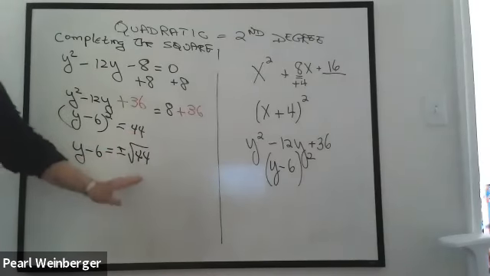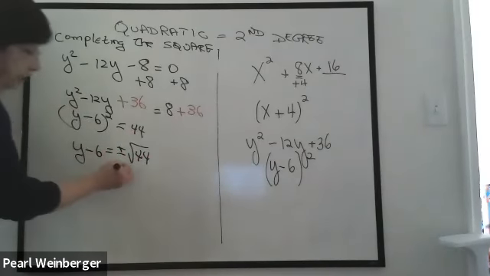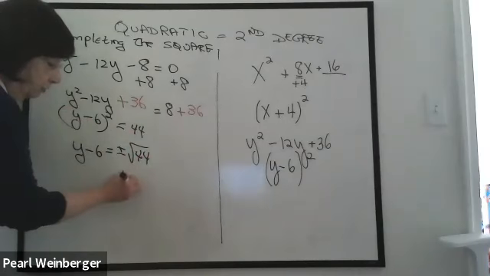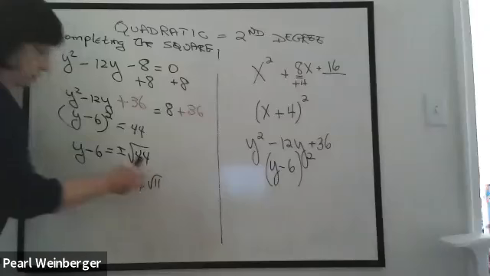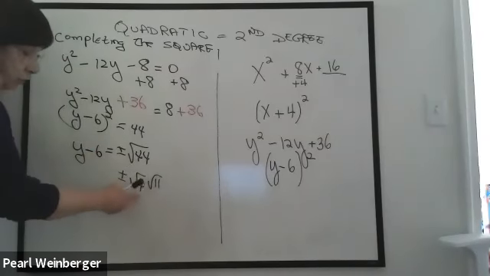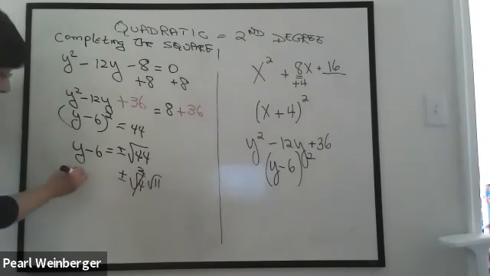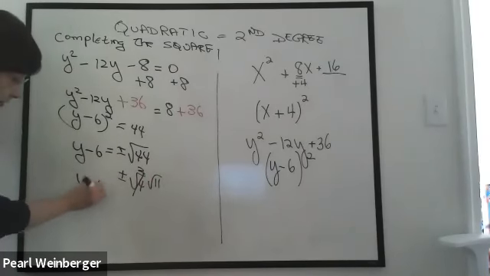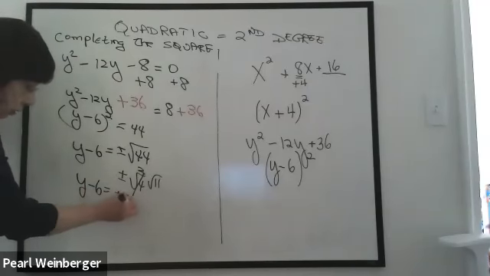Now, 44 is not a perfect square, but I can simplify it. This will become plus or minus the square root of 4 times the square root of 11, because 44 is 4 times 11. And the square root of 4 is 2. So it turns out that we have y minus 6 equals plus or minus 2 radical 11.